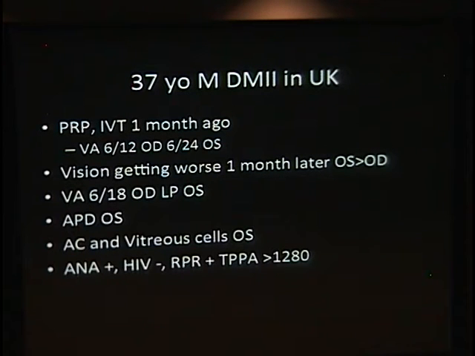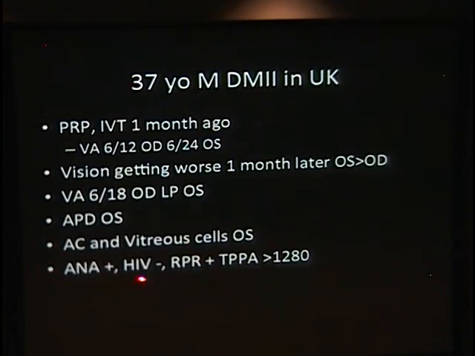This is a case of a patient in the UK that was sent to Dr. Vitale. It seemed like it was sent to him as, can you help us with this case? This is a patient who had PRP and IVT for diabetes. This is his baseline visual acuity, 6/12, essentially about 20/40. 6/24 would be like 20/80. His vision was worse 1 month later, clear to LP in his left eye. So vision just really tanked after this treatment. He had an afferent pupillary defect and a lot of inflammation going on in his eye.